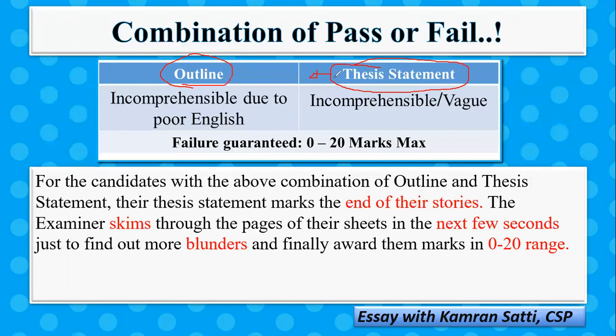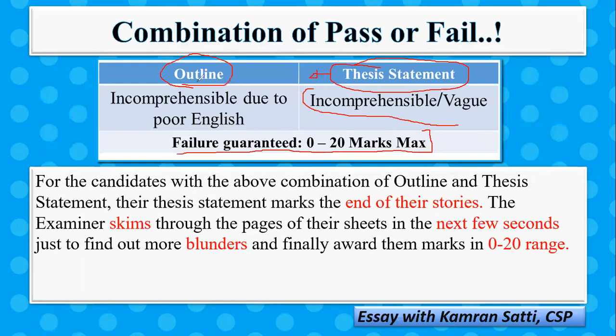And if he couldn't discern what the candidate is trying to say because of incomprehensible, vague, and substandard English, then that's it. Such candidates, the examiner just awards them anything between 0 to 20 and fails them. And believe me, most of the time he won't be reading the rest of the script, because the examiner is reading your scripts with a very perusing eye. After reading the outline and your introductory paragraph, the examiner knows where this candidate stands. Either he will make it or not.